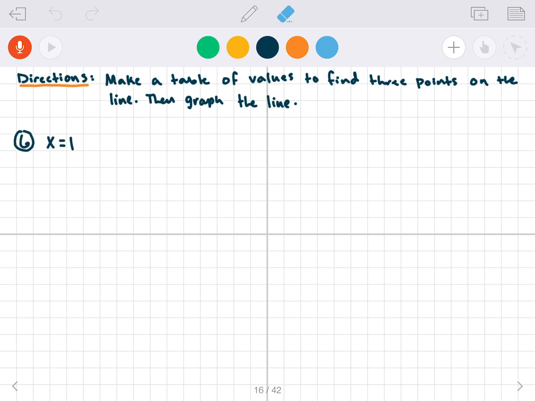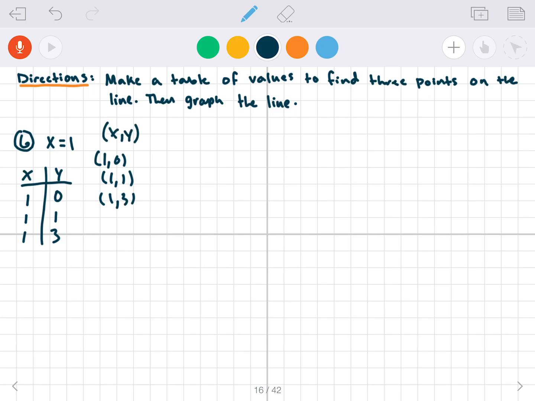What about this one? x is 1. Okay, so this says x is always 1. y can be whatever we want, but x is always 1, so I'm just picking random y's. How about 0, 1, 3? I just picked the y's because it says x has to be 1. Make sure x is 1, and that's the only constraint. So our ordered pairs are (1, 0), (1, 1), and (1, 3). Again, those are x, y's.